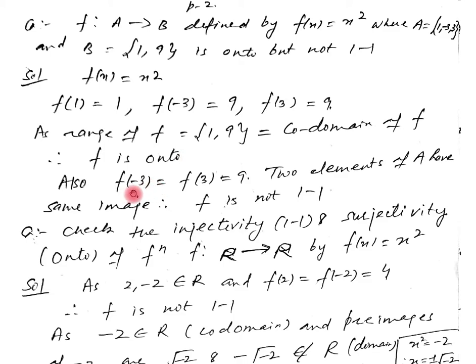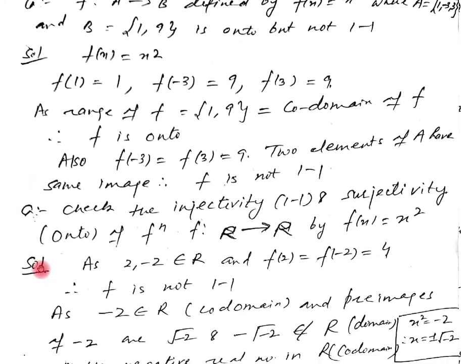And also f of minus 3 and f of 3 equal to 9. It means two different elements from the domain have the same image. So we can say the function is not 1-1. This type of question can be asked as a 1 mark question from this unit. Now let us see another question.